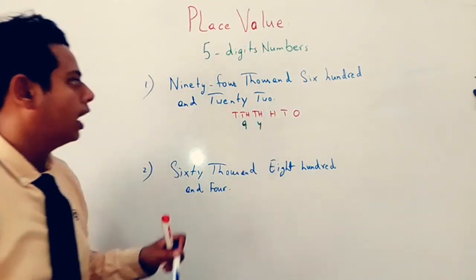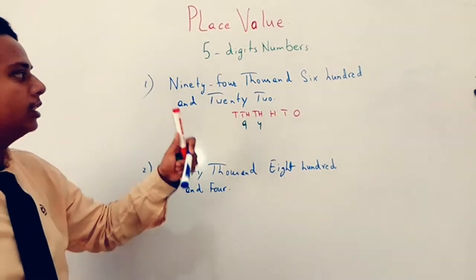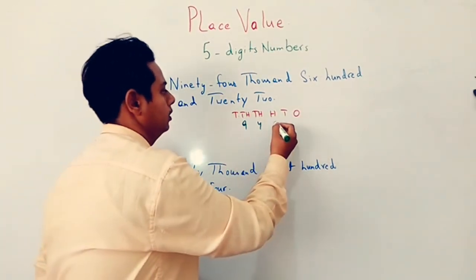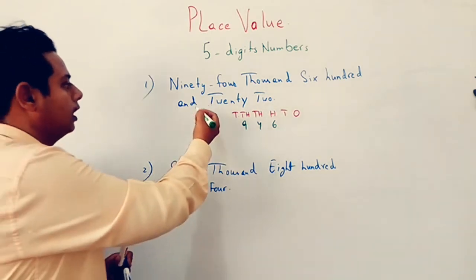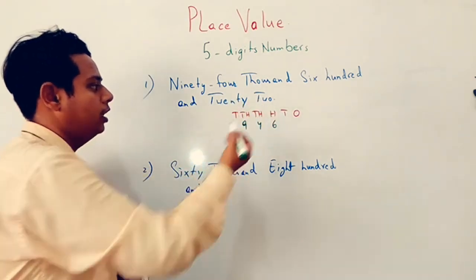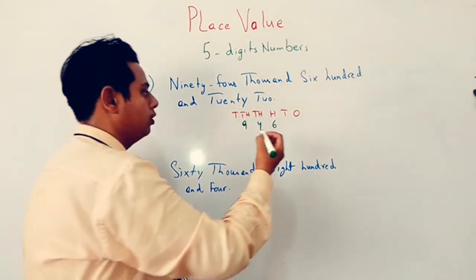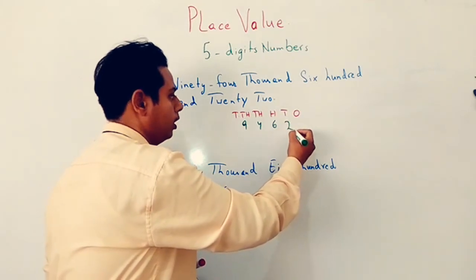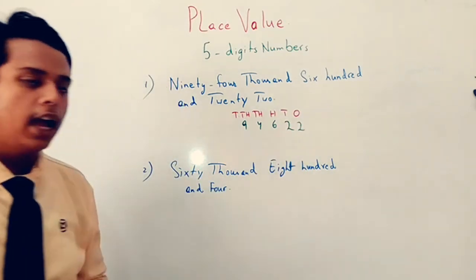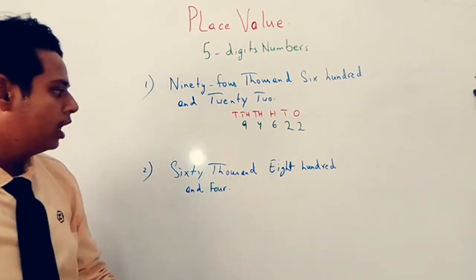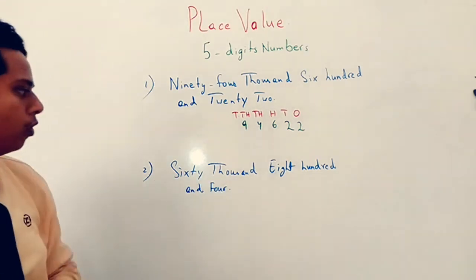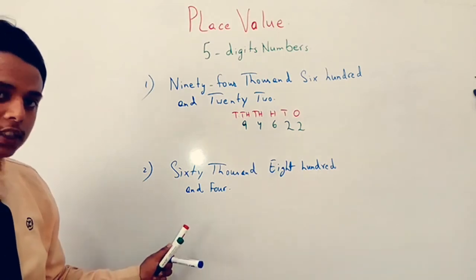94. And what is given over there? 600. So under the 600, what will you write? 6, and the last one is 22. So what should you write in the end? 22. And like that, the second one is 60,804. So what is the first step?